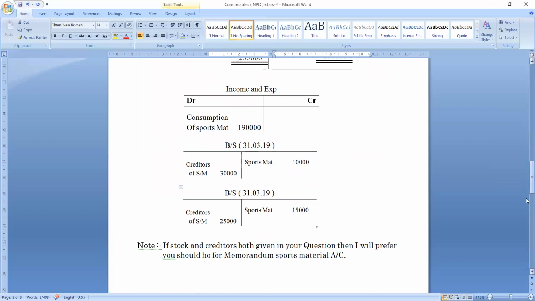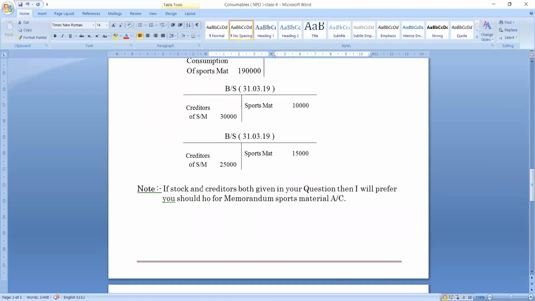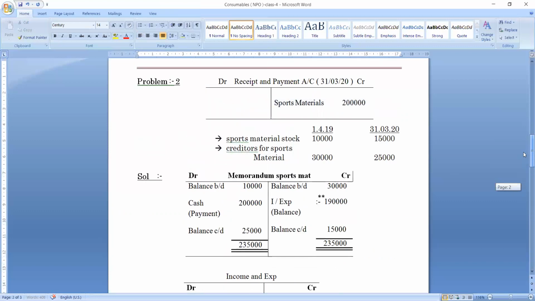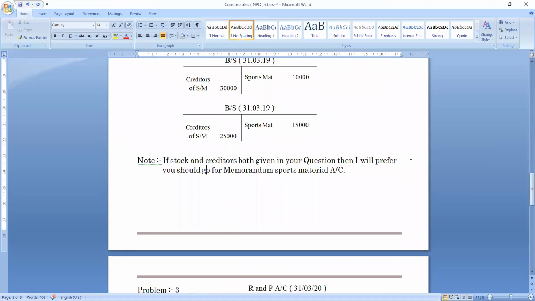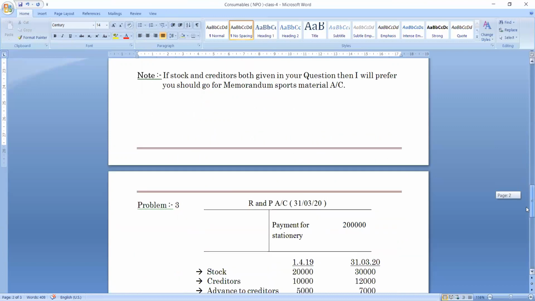The important note you have to remember: if stock and creditors are both given in the question, then you should go for the memorandum sports material account. If stock of sports material and creditors for sports material are given in your question, remember that, in that case you have to go with the memorandum sports material account.